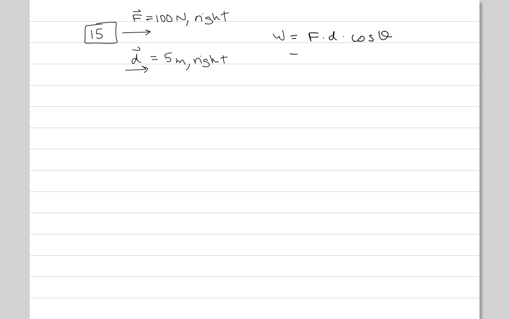Okay, so can somebody, Emmanuel, what's the force? 100 newtons. Zach, what's the displacement? Good. And Ethan, what is the angle between the force and the displacement? 0. Good. So you can put cosine 0. And I know that some of you are saying, well, cosine 0 is 1. Do I need to write that?